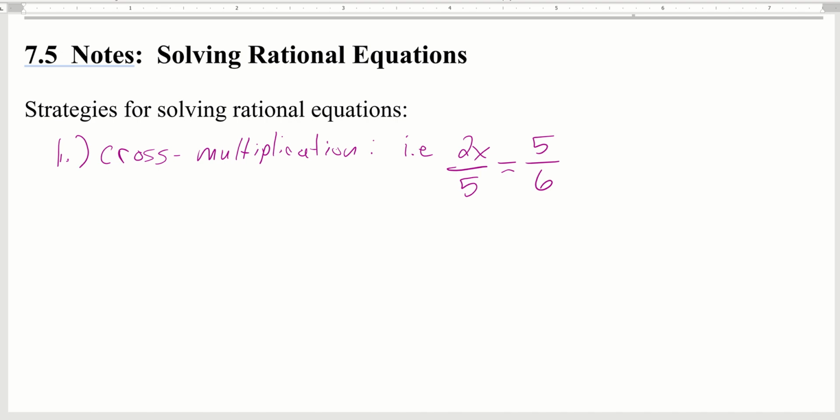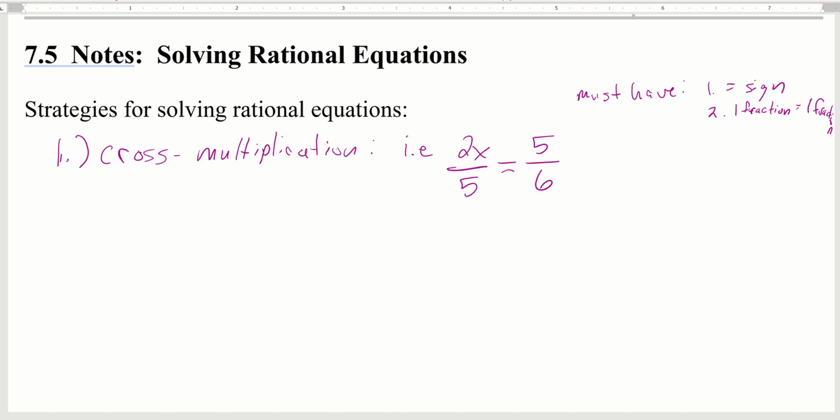The other thing that we need to know: we must have an equal sign to cross multiply. And then number two, it's got to be one fraction on one side and one fraction on the other. Sorry, ran out of space. So one fraction and one fraction. So if you have two fractions on one side and then one on the other, this method doesn't work.